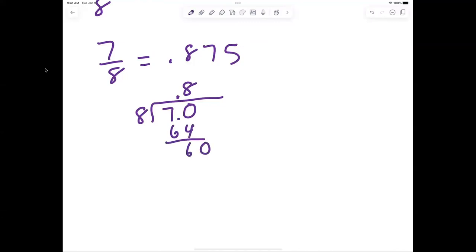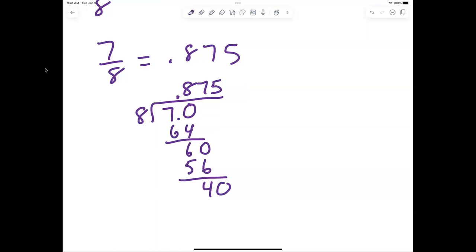Subtract, bring down the 0. 8 goes into 60. How many times? 7 times. 8 times 7 is 56. Subtract, I get 4. Bring down a 0. 8 goes into 40. Is everybody happy with that? 0.875. Right? I don't want you to do that. I'd like for you to just say, well, I know 7/8 is 0.875.